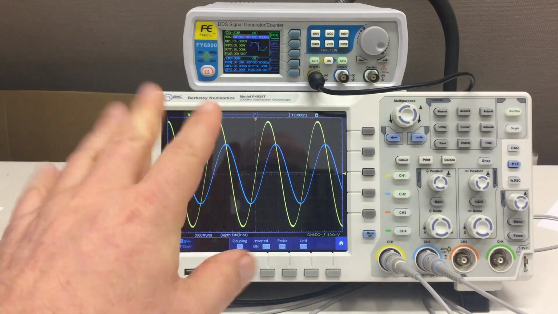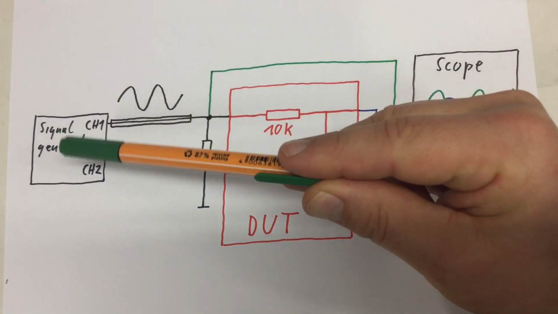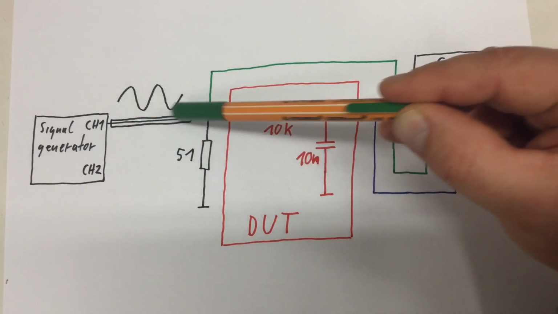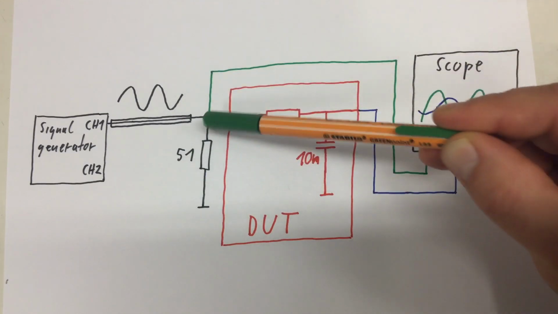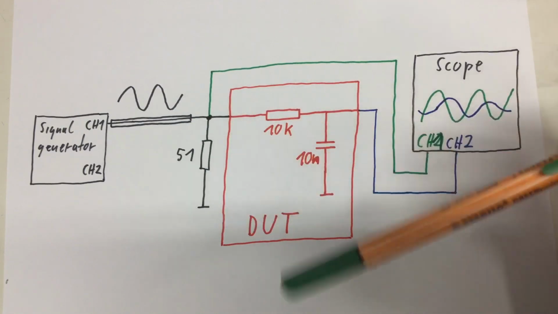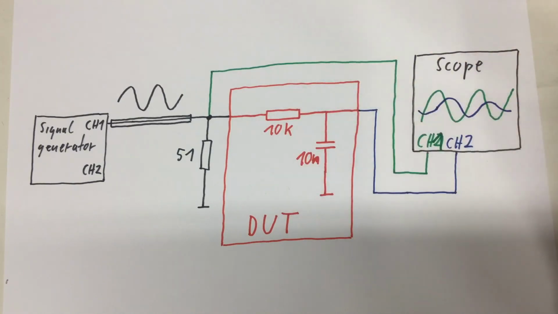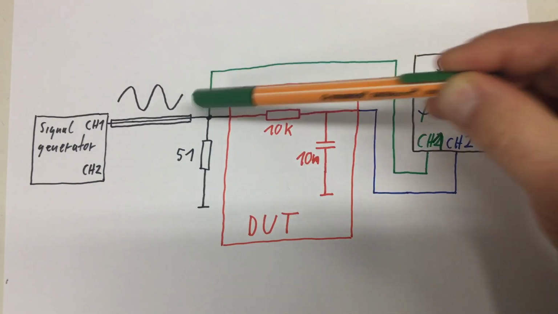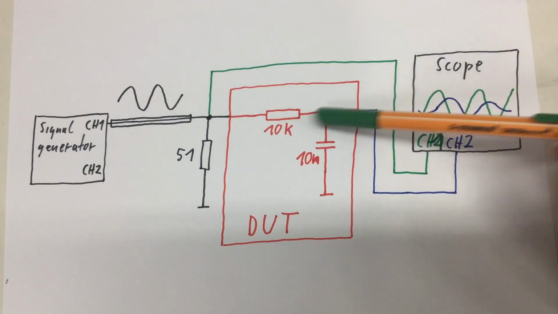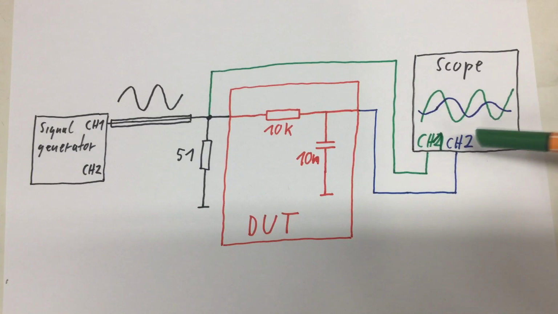Let me scribble down very quickly what I have here on the bench right now. I have my signal generator that's generating a sine wave on channel 1, which goes via a coax cable to my breadboard, and is of course terminated by not 50 ohms but 51 ohms, near enough, and that is fed into an RC low pass. And the scope is simply measuring what goes into this RC low pass on channel 1 and what's coming out of this RC low pass on channel 2.